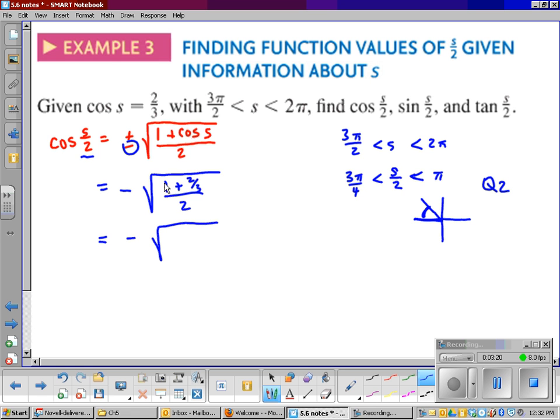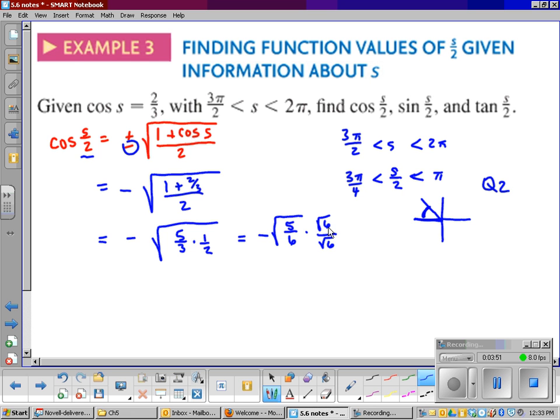If I think of 1 as 3 over 3 so that I have a common denominator in the numerator, then I have 3 over 3 plus 2 over 3, which gives me 5 over 3. Dividing by 2 is the same thing as multiplying by 1/2. So when I simplify that, I have negative square root of 5 over 6. You can take the square root of the numerator and the square root of the denominator separately. Since I'm going to have a square root of 6 in the denominator, I want to multiply top and bottom by the square root of 6.